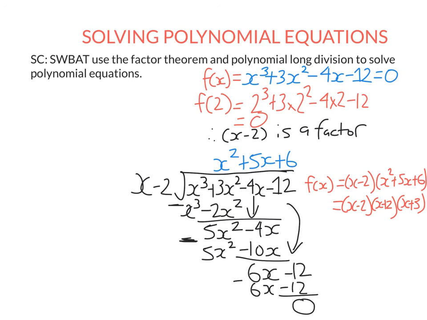So to solve f(x) equals 0, we just use the null factor law. Either the first bracket equals 0, or the second bracket equals 0, or the third bracket equals 0. They are the 3 solutions. It's a cubic, so it will never have more than 3 solutions, and we're done.